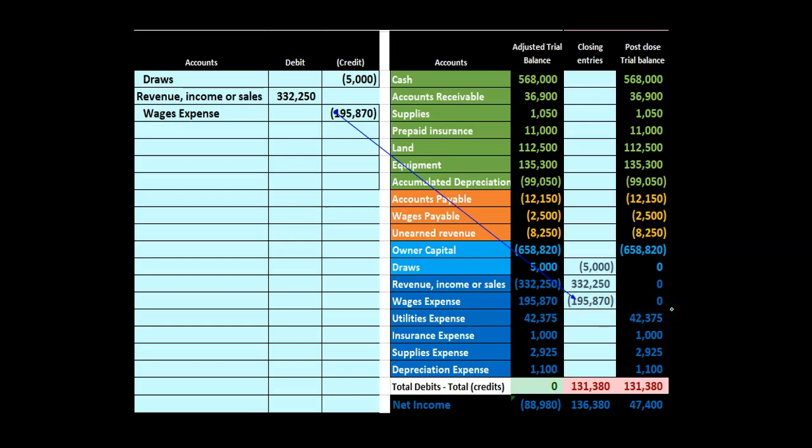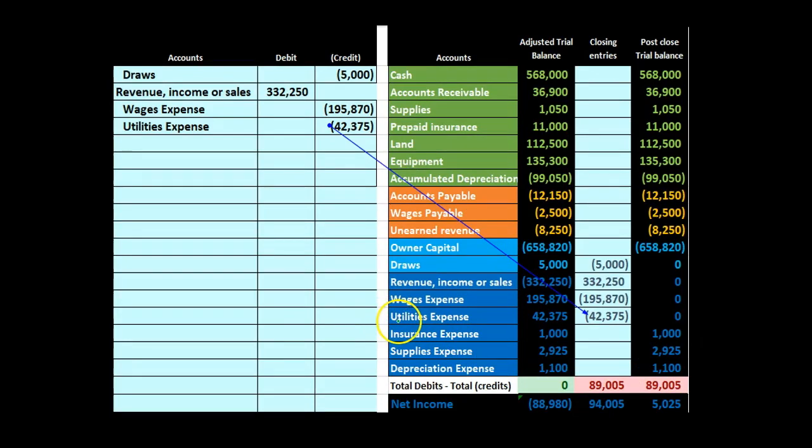So we're just creating whatever we need to do in order to make these accounts go down to 0. We're still out of balance. We're going to move on to utilities now. Utilities, an expense. Notice everything down below this is going to be expenses, so we'll see a familiar pattern here. It's got $42,375 in it. It's a debit represented by no brackets.